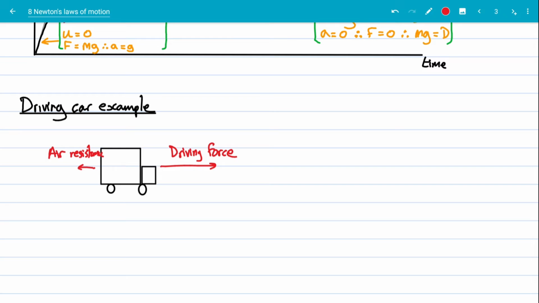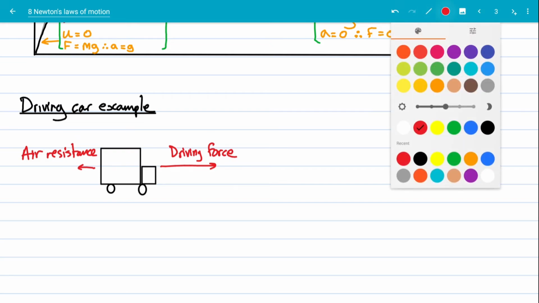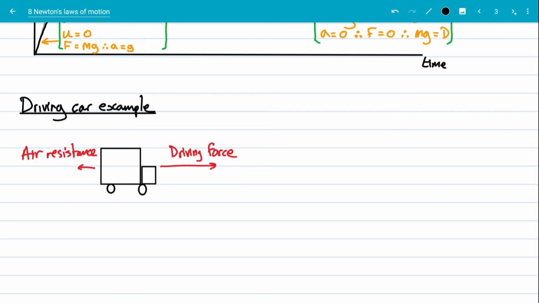And if our driving force stays constant, then the air resistance increases as the speed increases. This is no different to the previous example at all. It's exactly the same. If you plotted a graph of the speed of the car, or in this case the truck, versus time, it would do exactly the same thing.